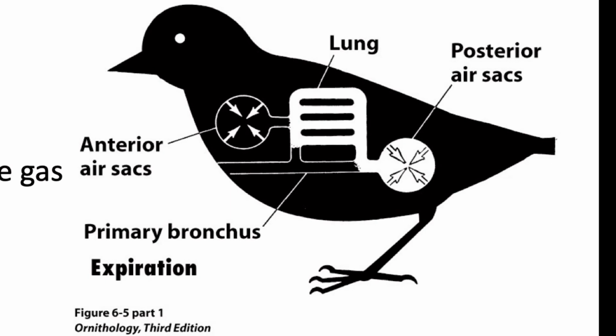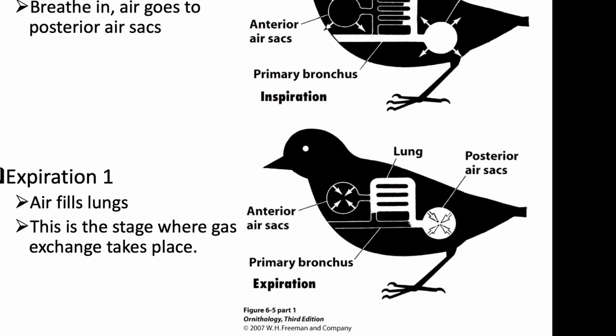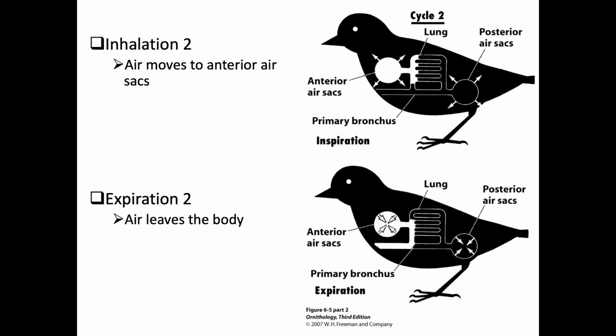In expiration 1, or the first exhalation, muscles cause the posterior air sacs to contract, forcing that highly oxygenated air that was just brought into the body from the previous inhalation into the lungs. And this is the most important phase that I want you to know, because this is where gas exchange takes place. We have fully oxygenated air moving through the lungs, transferring that oxygen to the blood vessels. So this may seem a little counterintuitive at first. This expiration, this exhalation, is when birds are actually getting their gas exchange taking place. Well, why does it take 2 cycles? Why wasn't 1 cycle enough?